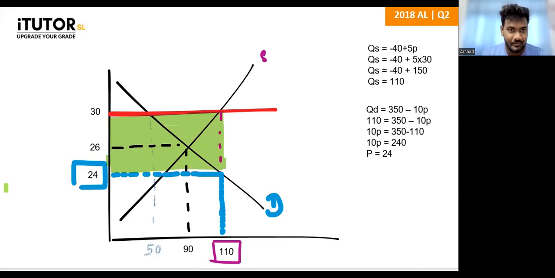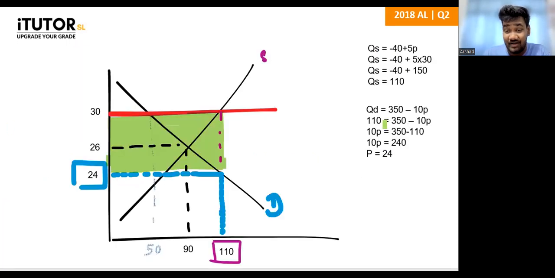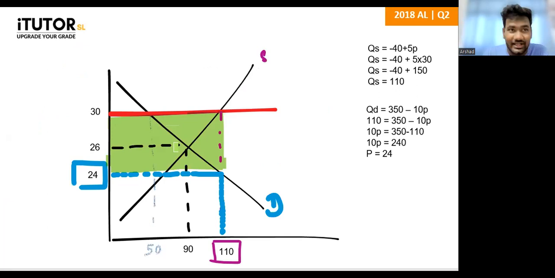Fine. Okay. Right. So we'll go to the questions and see. Question number B, we did. How many pumpkins will the farmer supply? 110. What price do farmers need to charge in order to sell the entire supply, guys? What price should the farmers charge to sell the entire supply? That is part C. They have to charge 24 rupees. That is what we calculated. So to sell that entire 110 kilos, what should the price the farmer should charge? He should charge 24 rupees. That is your answer. This is the working.